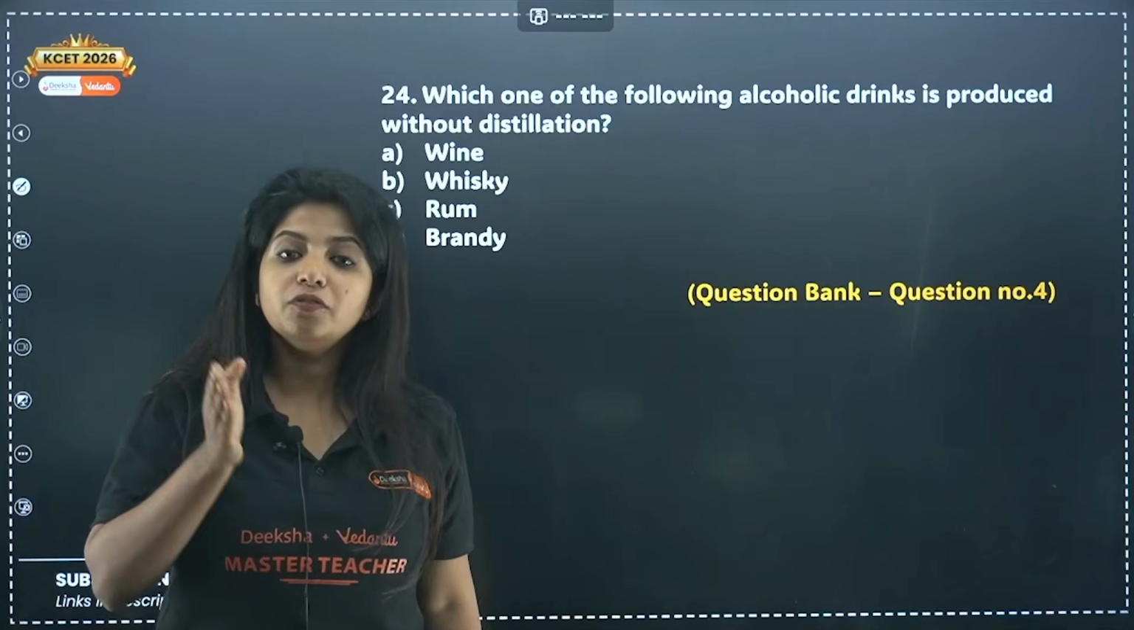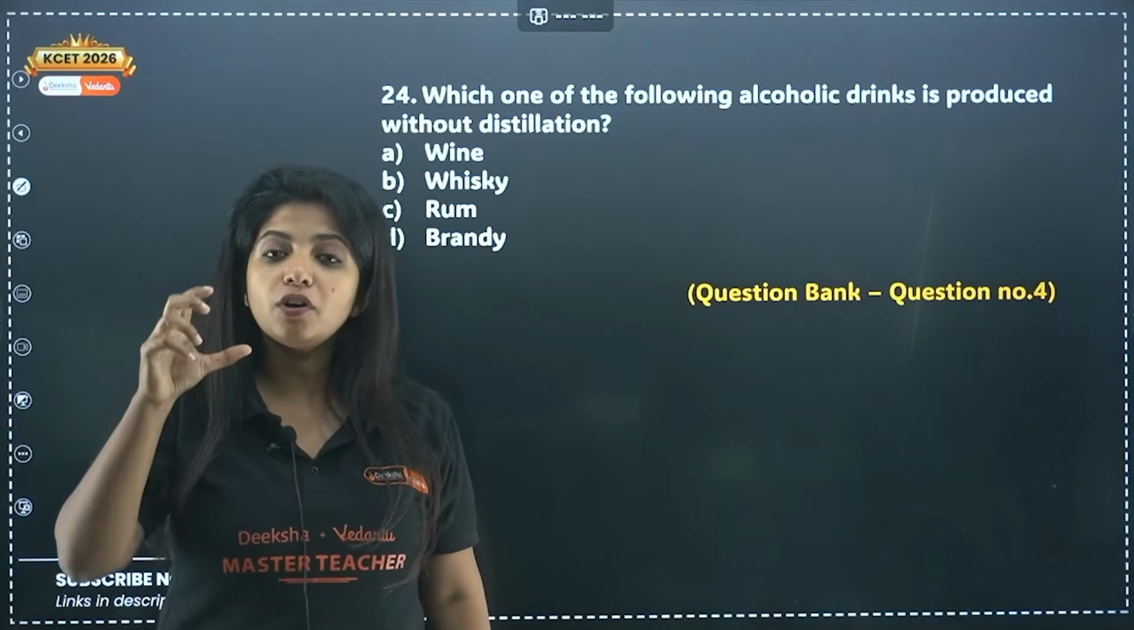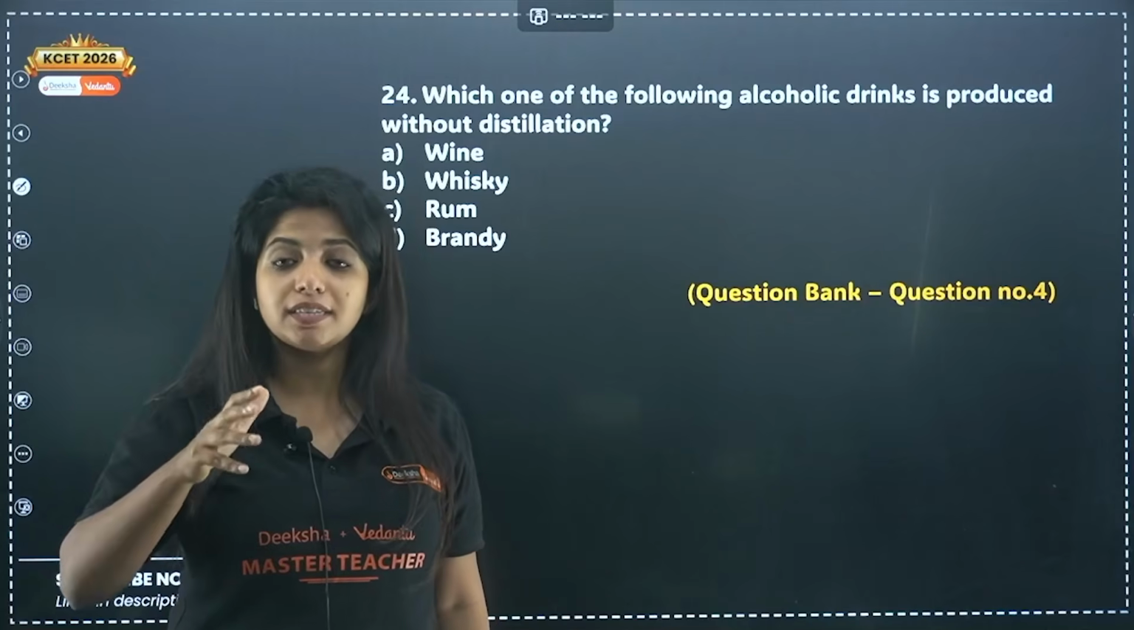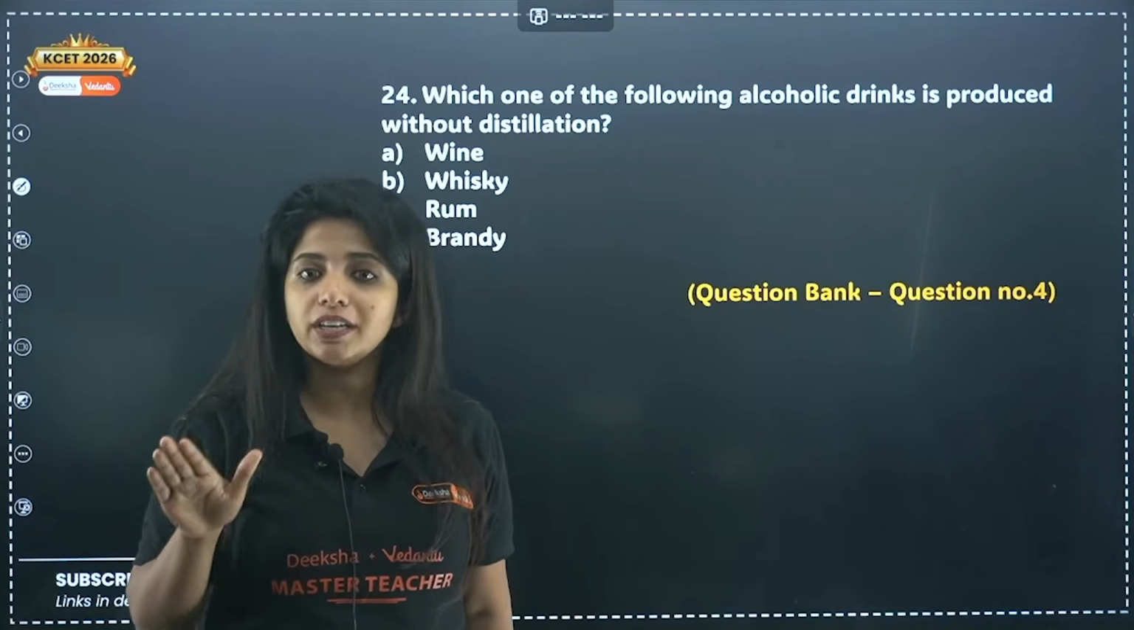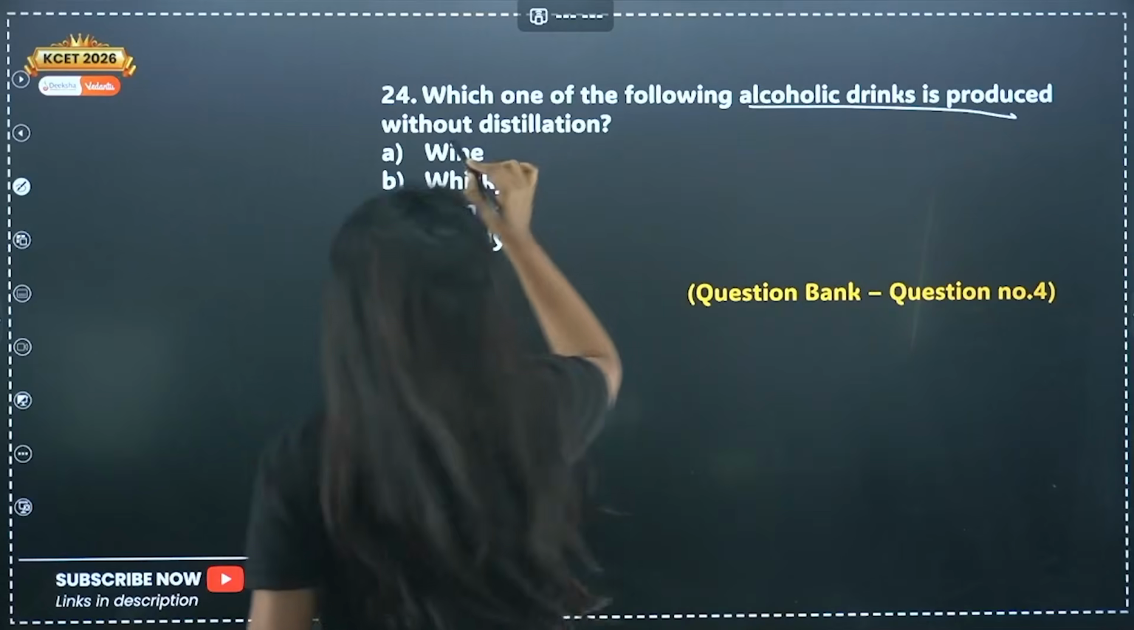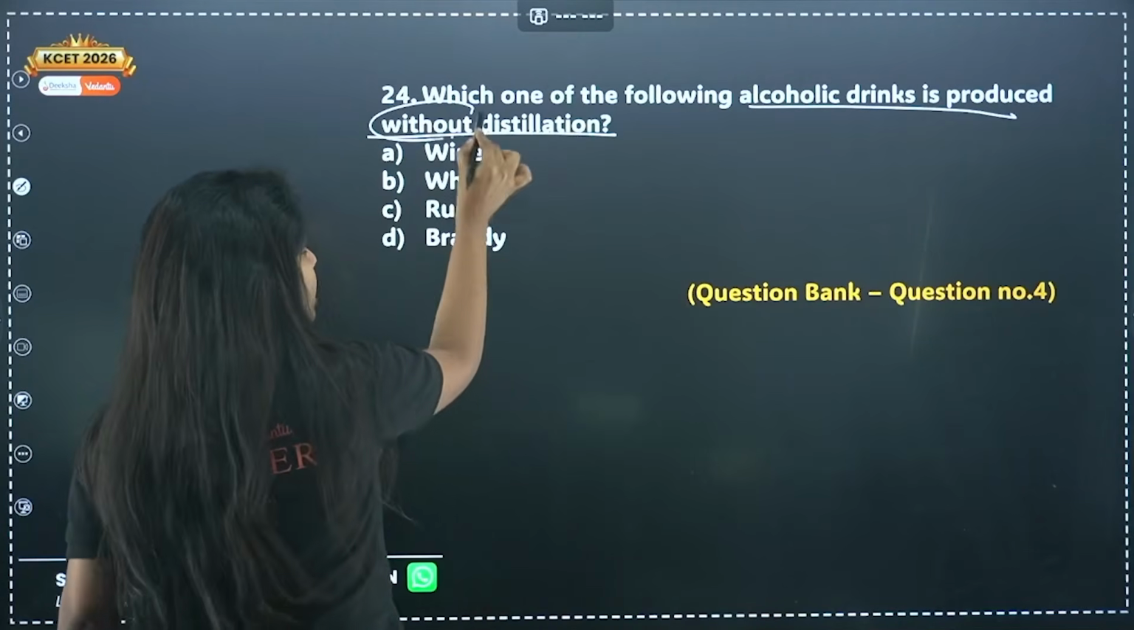Whereas when you talk about wine, when you talk about beer, the amount of alcohol is less. The content of concentrated alcohol is less because they do not undergo distillation. So here you have been asked which one of the following alcoholic drinks is produced without distillation.